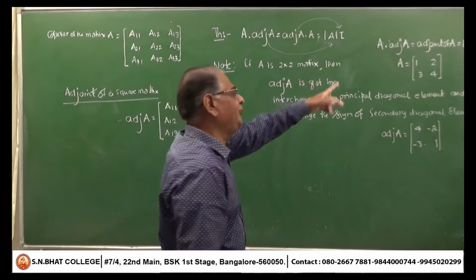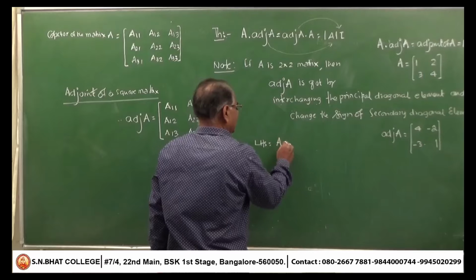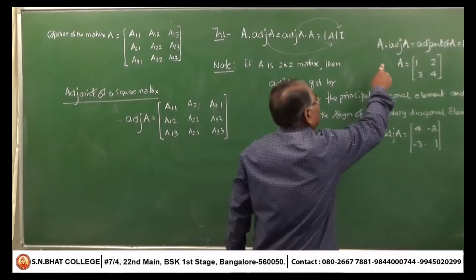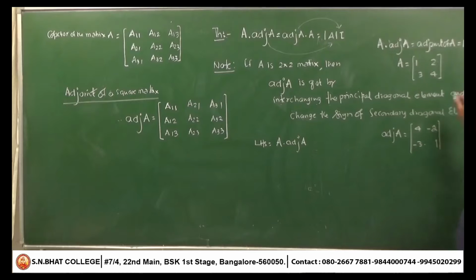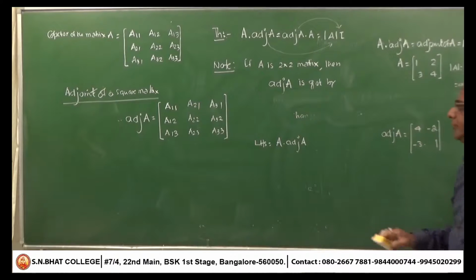Now I have to verify the left hand side, A into adjoint A. I have to show that this is determinant of A into I. What is determinant of A? Determinant of 1, 2, 3, 4 is 4 minus 6, which is minus 2. Determinant of A is minus 2.